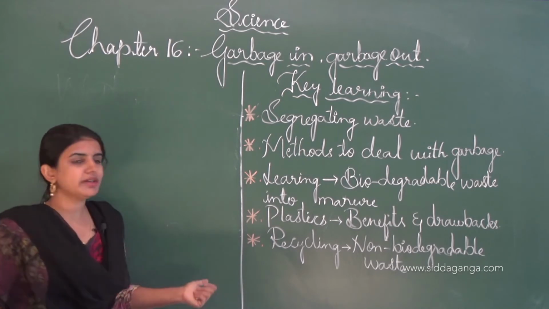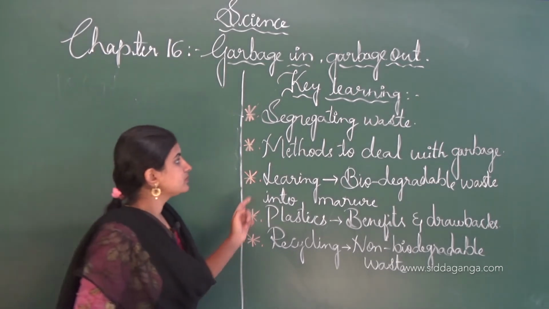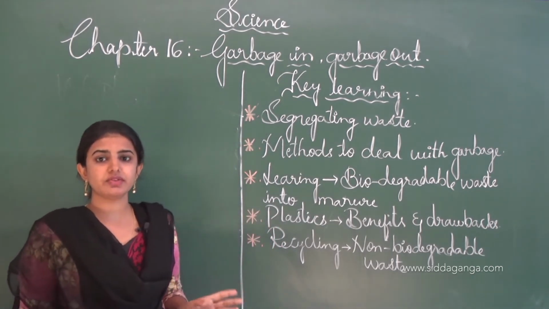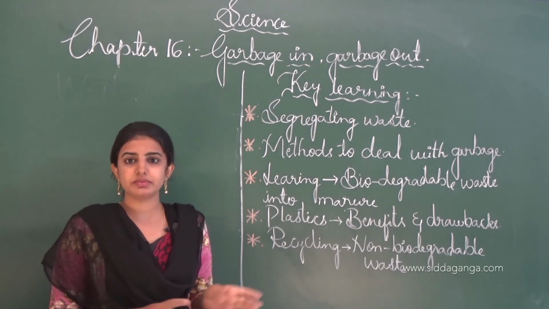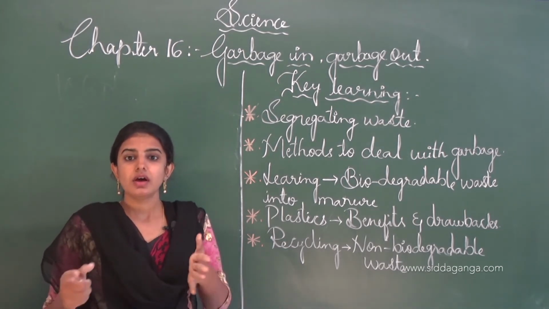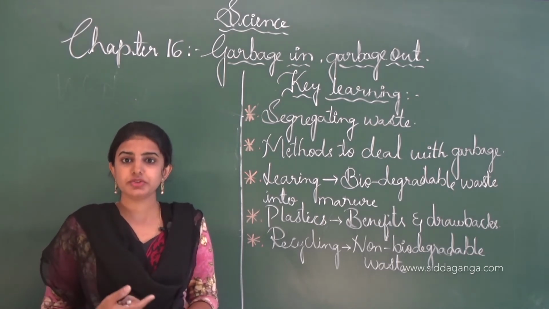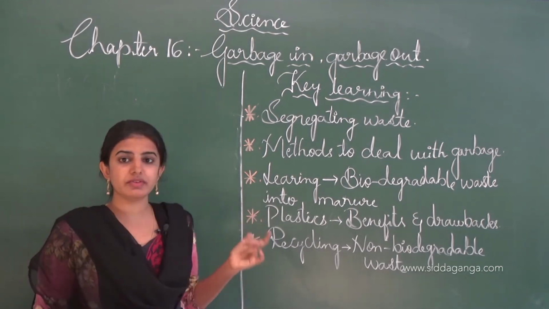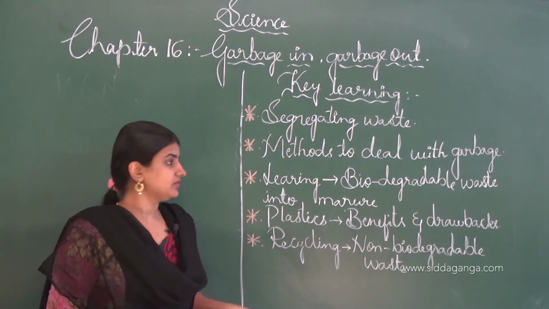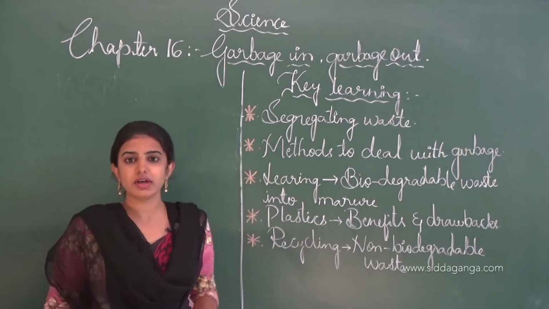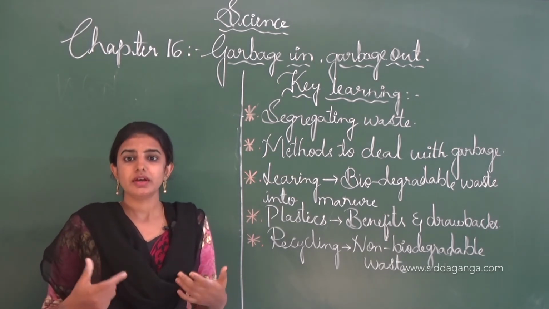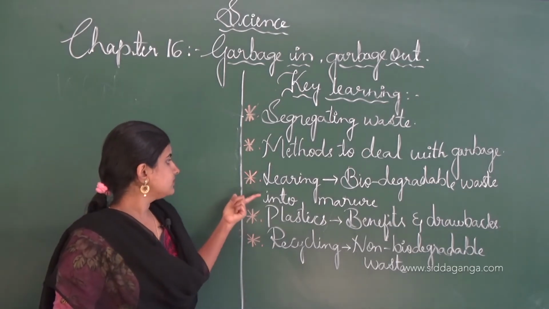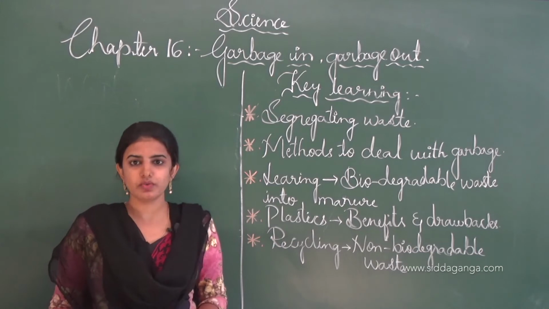And this is all about the key learning points. Once again, the first one is the segregation of waste. Segregation is nothing but the separation of waste, like plastic items and metal items, which we separate from household substances like orange peel and vegetable peel. In this lesson we will get to know about the separation of waste. The next one is the methods to deal with garbage. We will learn in this class what the different methods of separating or dealing with garbage are.